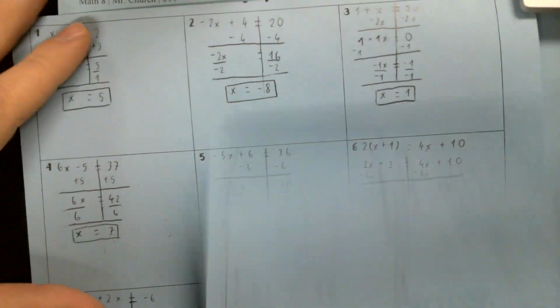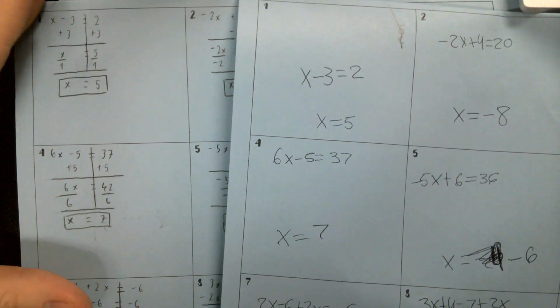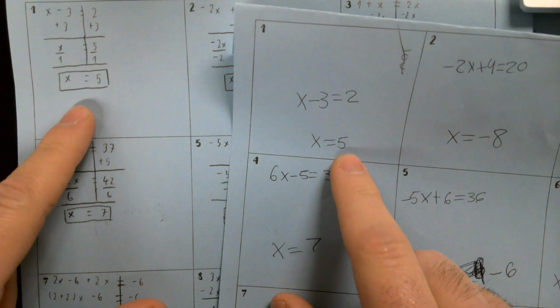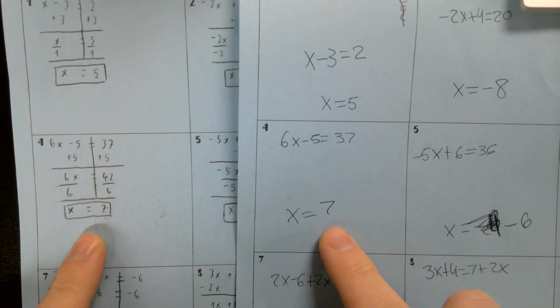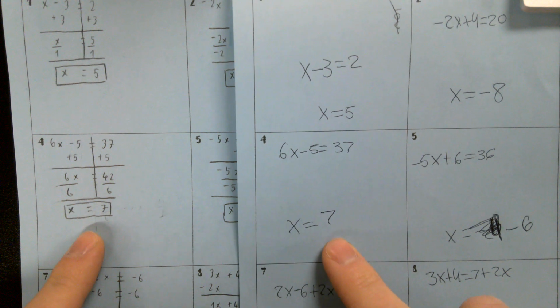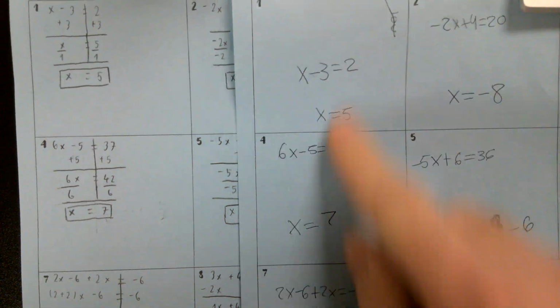Full credit, no credit. They both got x equals 5. I got the answer right. It is not the same. I got x equals 7, just like they did. It is not the same thing. This doesn't show me anything.